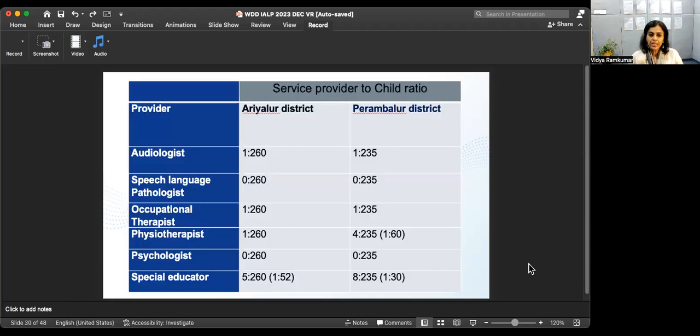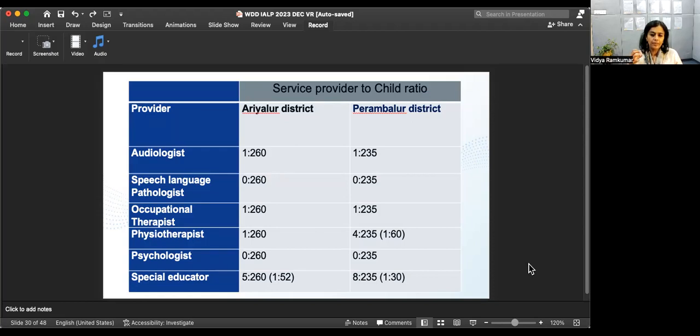Now, here, when we looked at who's available in these centers, clearly there was no speech language pathologist. There was no psychologist. If at all any cadre was decently represented, it was special educators. And there was one audiologist to 260 children with disability between 0 to 6 years of age. So just imagine providing therapy, oral rehab for 260 children with just one person.